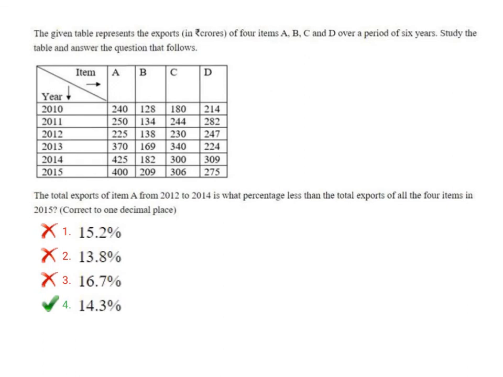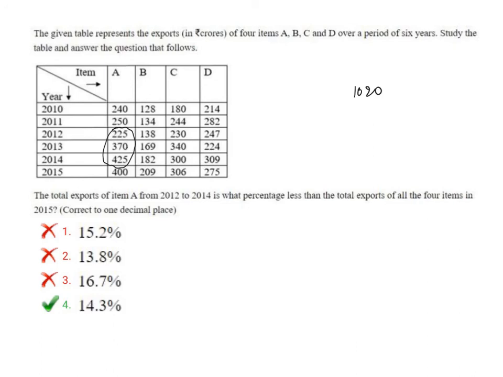Now this one: the total exports of item A from 2012 to 2014 is what percentage less than the total exports of all 4 items in 2015? So he's asking you A from 2012 to 2014. A 2012 to 2014, 25, 25, you can say 50 plus 70, 120. 120, this is 900. So 1020 you have. Then, is what percentage less than the total exports of all 4 items in 2015.